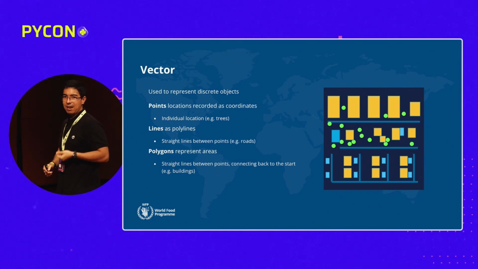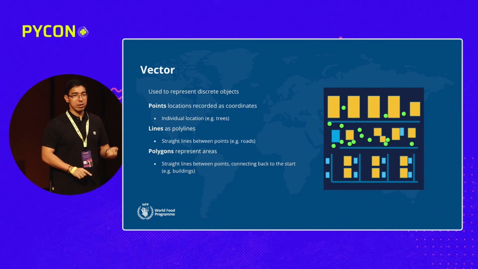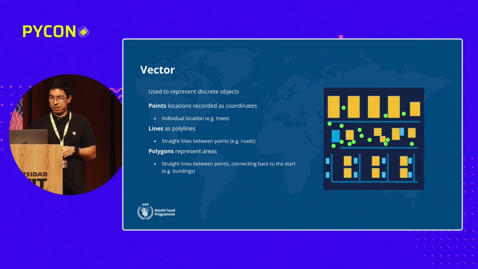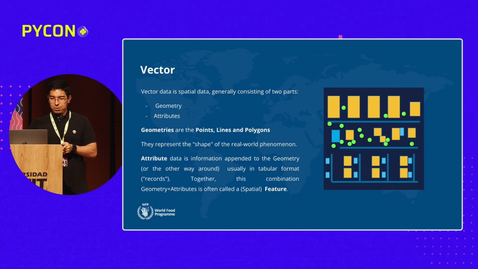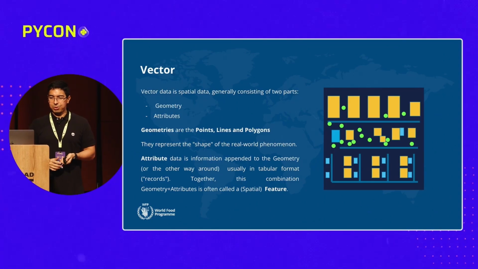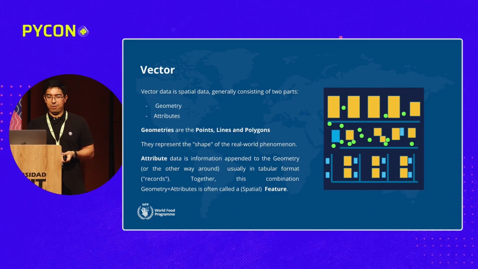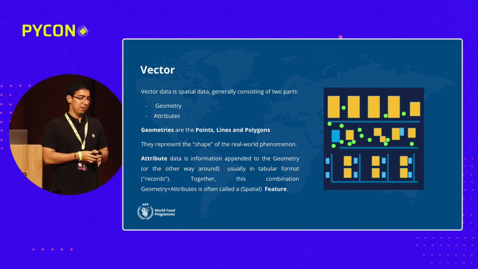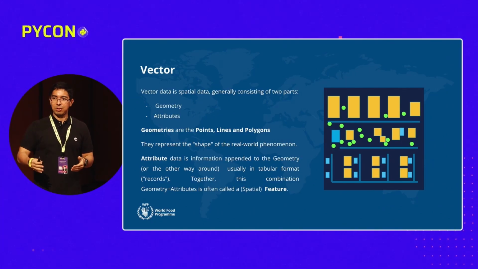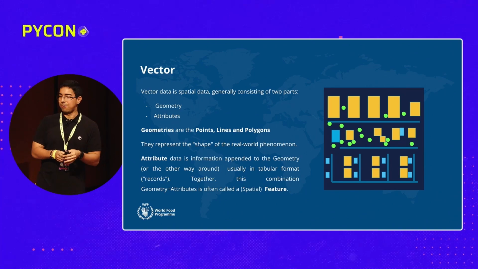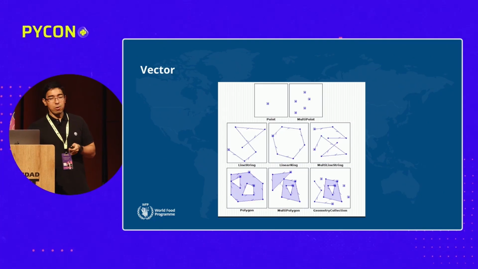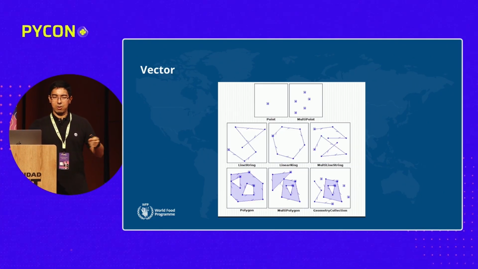A geometry does not necessarily need to be a polygon. You can operate with points, you can also operate with lines, and then you can combine them together. I'm going to explain that a little bit later. As I mentioned, vector data is spatial data consisting of two parts: the geometry and the attributes, and they represent the shape of the phenomenon. When you combine the attributes with the geometry, you get something called a geospatial feature. These are the examples: a point, a multi-point, a line string, a linear ring, and combinations of different geometries.